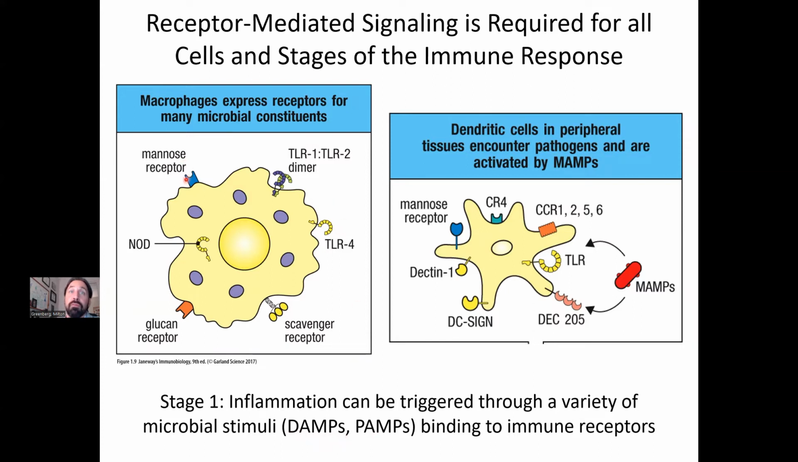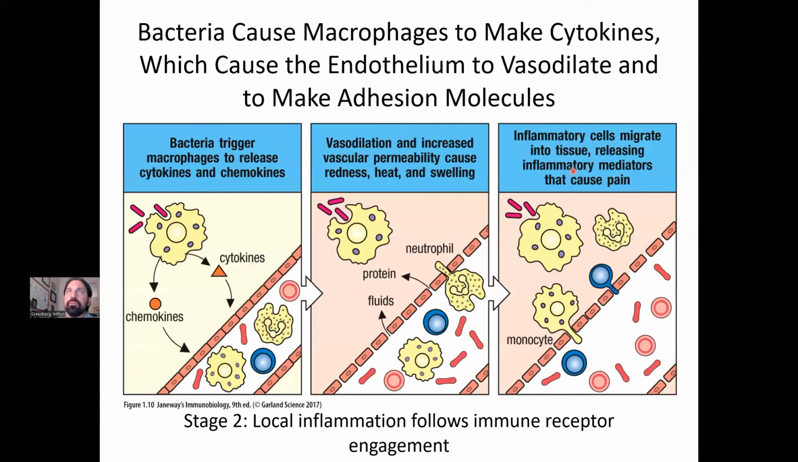And then also we have our mannose, our lipopolysaccharide, all of our pathogen-associated molecules. Here we also have MAMs, our microbial-associated molecular patterns. These are activating things like toll-like receptors or a variety of other receptors that are expressed on dendritic cells. Dendritic cells are also resident in the peripheral tissues, and they can encounter pathogens and be activated by these microbial-associated molecules.